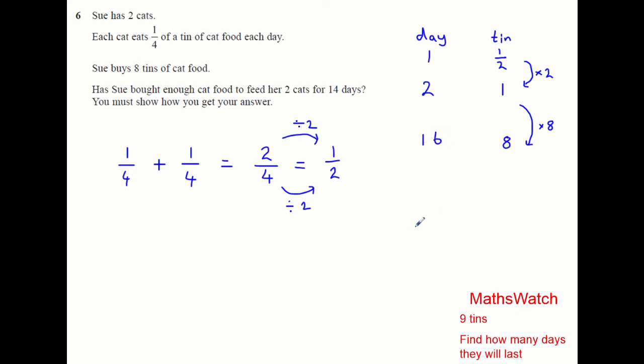So the answer is yes. Sue has bought enough cat food to feed her 2 cats for 14 days, because actually she's bought enough to last 16 days.